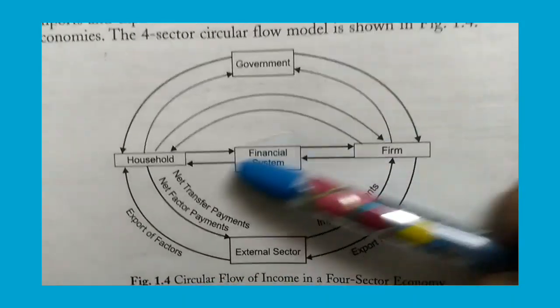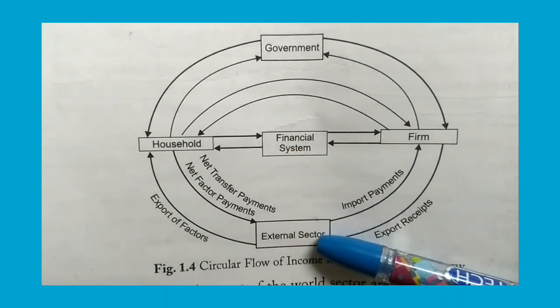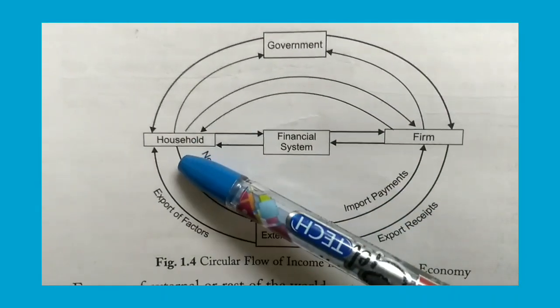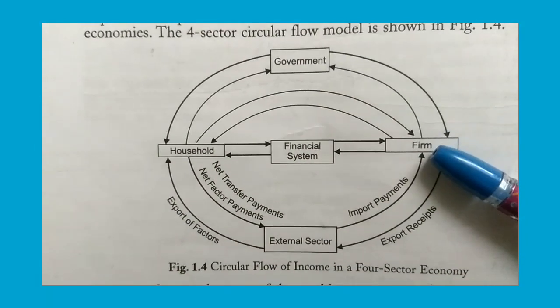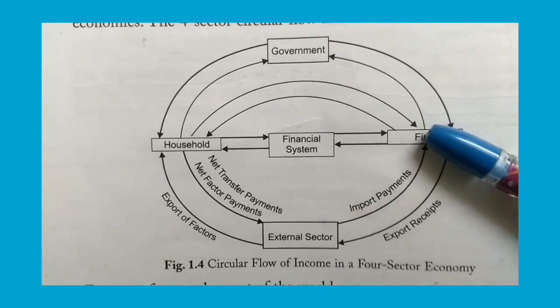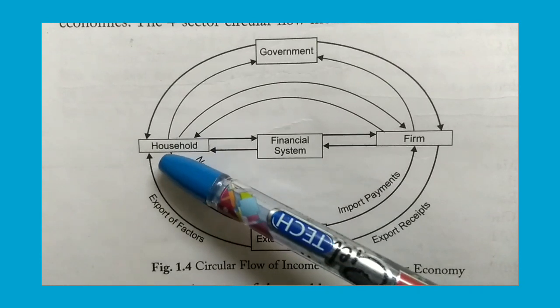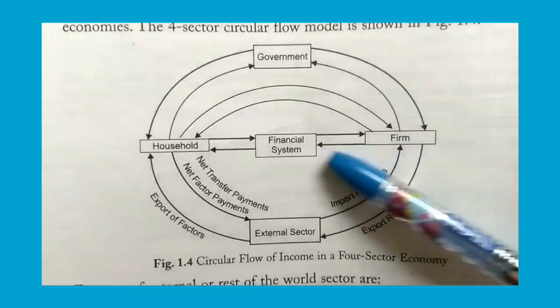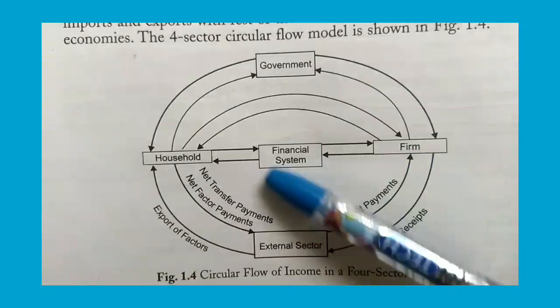Look here, this is the household sector, this is the firm, this is the government, this is the external sector, this is the financial system. You know that the household is giving land, labor, capital to the firm. The firm is using these factors and producing goods and services, and the firm is giving the factor payments to households. Both households and the firm are saving and borrowing, and they are again investing in the business.